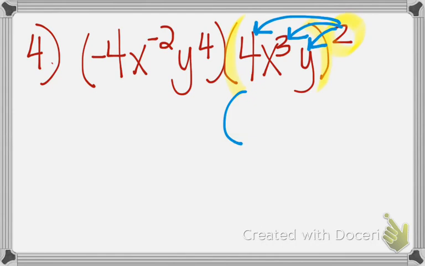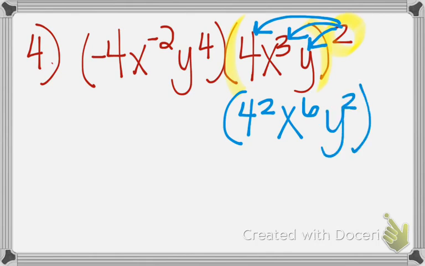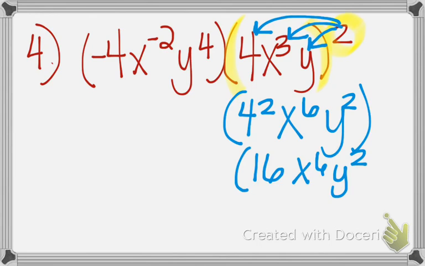So now, inside these parentheses, I have 4 to the 2nd power. I have x to the power to a power, so I multiply. 3 times 2 is 6. And then I have y to the 2nd. Well, I can still simplify that further because 4 to the 2nd power is 16. So I have 16x to the 6th, y to the 2nd.